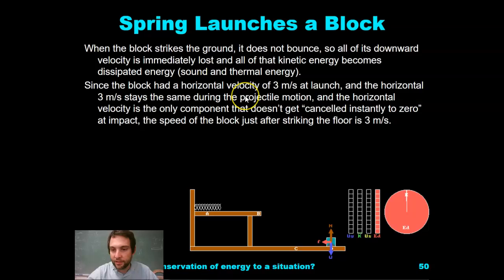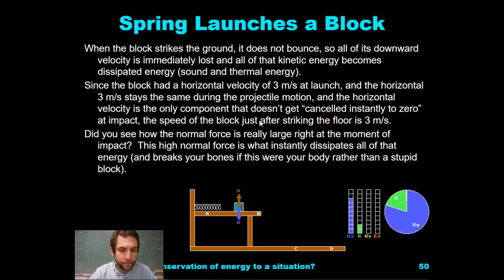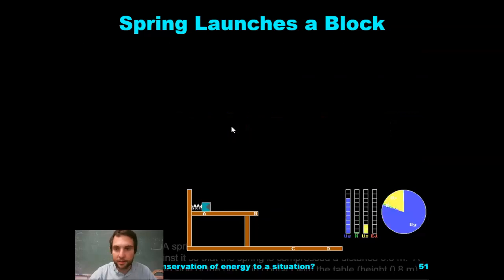Because the block had a horizontal velocity of 3 meters per second at launch and the horizontal 3 meters per second stayed the same during the projectile motion, the horizontal component of your velocity doesn't go away. Only the y component stops existing. So the speed of the block just after hitting the floor is 3 meters per second. See how the normal force is really large right at the moment of impact? The high normal force is what instantly dissipates all of that energy in the y direction. So it takes all of that velocity, all of that kinetic energy in the y direction, and sends it out. It also breaks your bones if this were your body rather than a block.